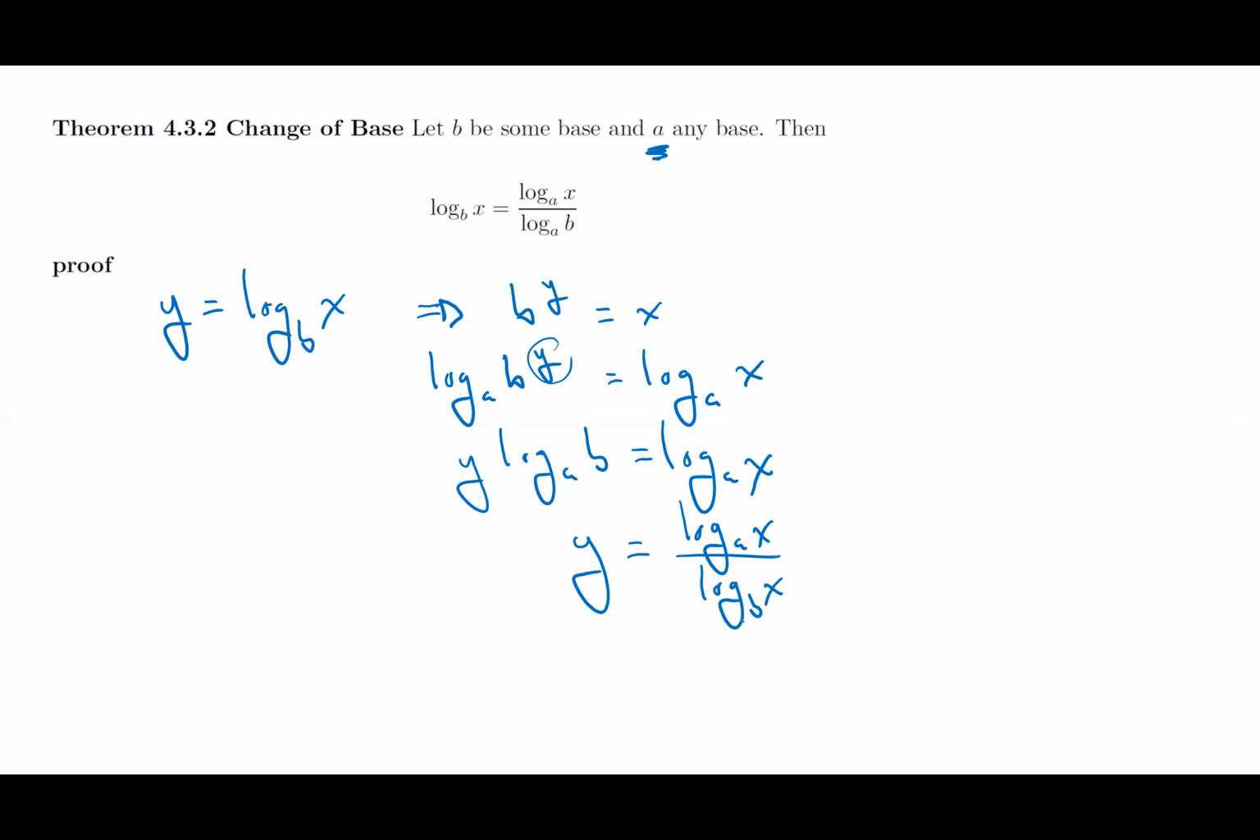we get this. Oh yeah, what was y? That's my log base b of x. Whoops, that was supposed to be a b right there. Okay. So there we have the change of base formula.